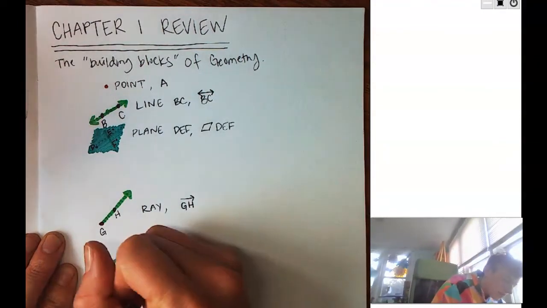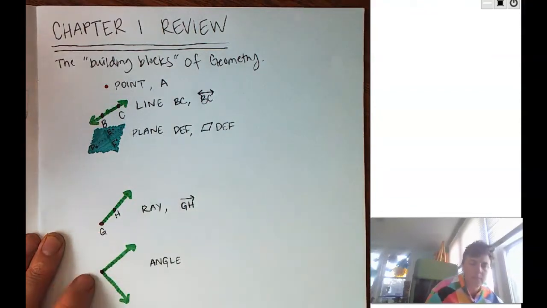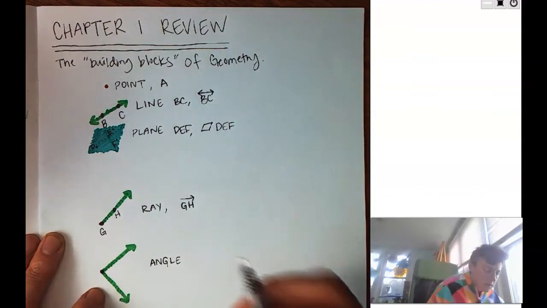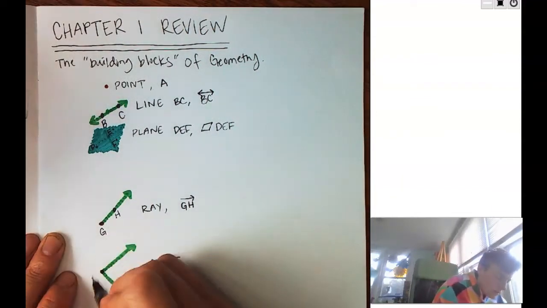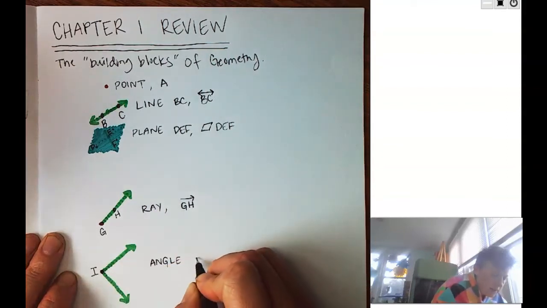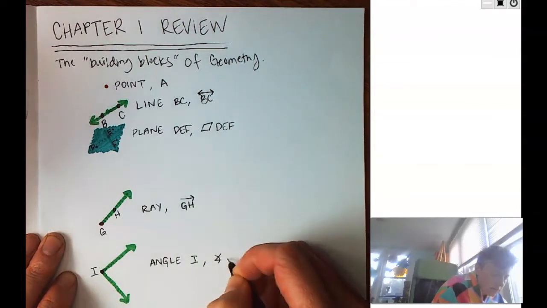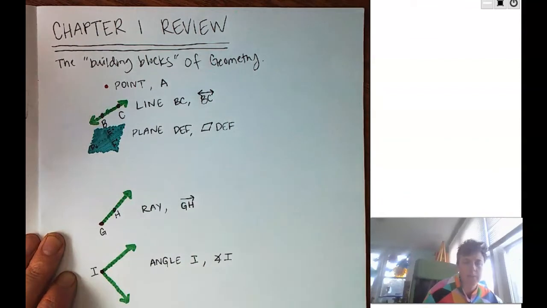Now sometimes we can just talk about this angle by the point where it starts. If there's nobody else around, then the point where it starts is the only thing I need to use to talk about it, because there's no other angle here. So this could be, let's call it letter I, angle I, which will have a nice little angle symbol before the letter.